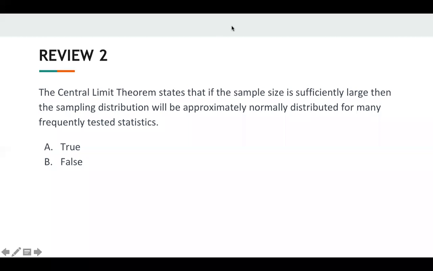All right, so moving on to question 2. The central limit theorem states that if the sample size is sufficiently large, then the sampling distribution will be approximately normally distributed for many frequently tested statistics. True or false? All right, this statement is true because this is the definition of the central limit theorem. If your sample size is sufficiently large, then your distribution will be approximately normally distributed.